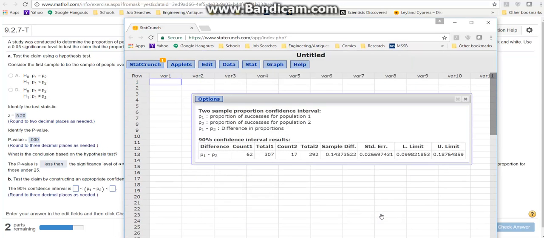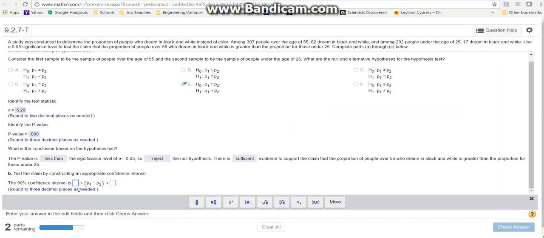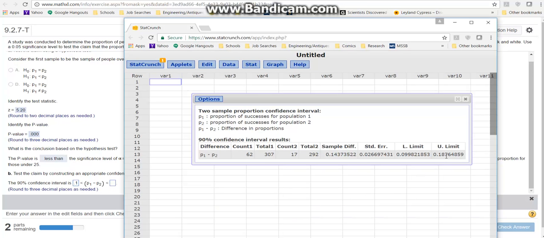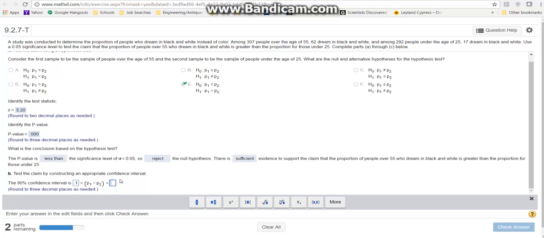So hit compute, and the lower limit is going to be 0.098, so that's going to be 0.1 if I round to 3 decimal places. And the upper limit is going to be 0.188.